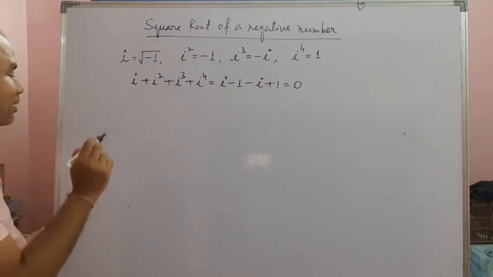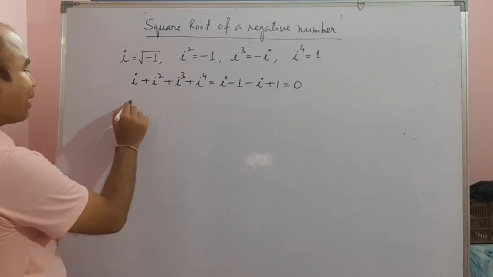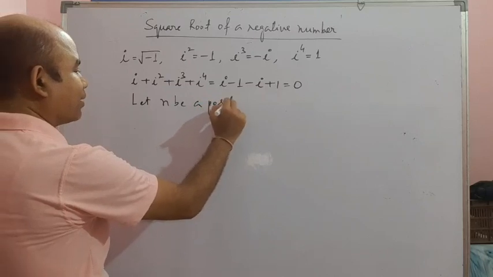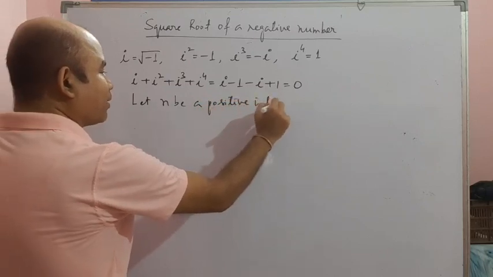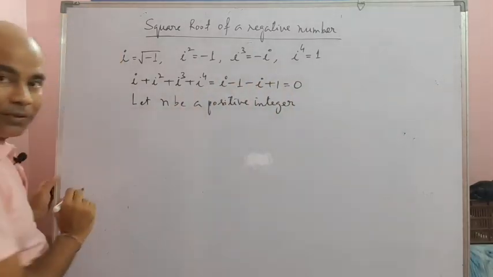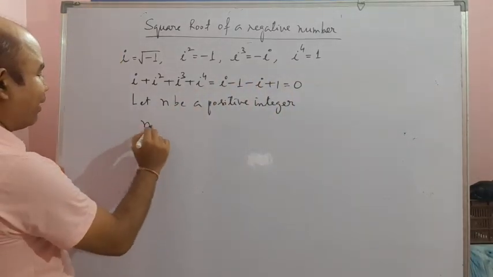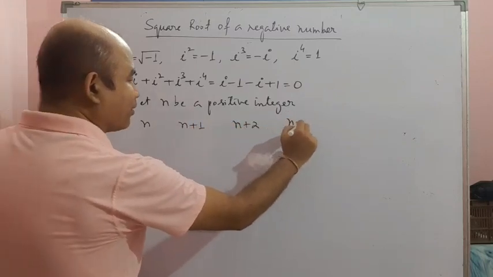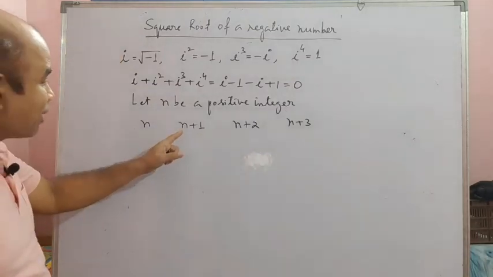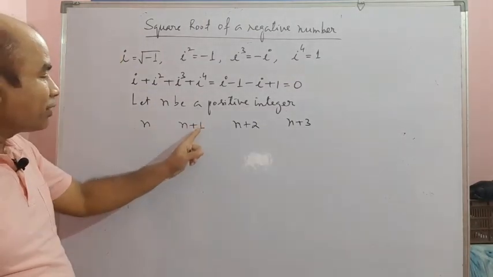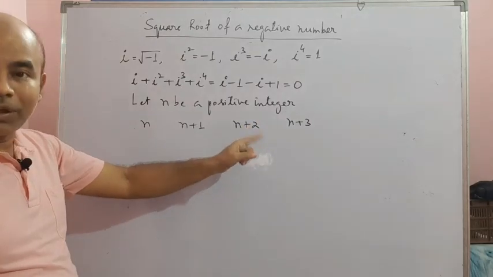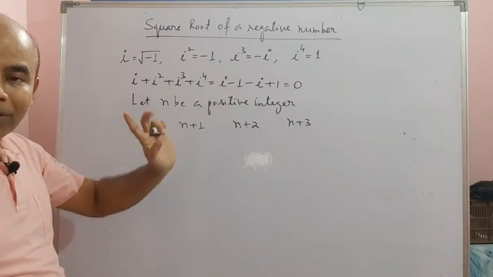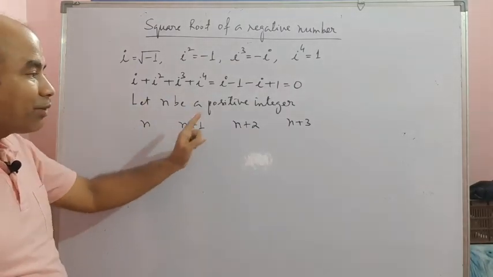Now see, suppose n is a positive integer. Then n plus 1, n plus 2, and n plus 3. What are these? n plus 1 is the integer next to n, n plus 2 is next to n plus 1, n plus 3 is next to n plus 2. So they are consecutive integers. Any 4 consecutive integers you have taken here: n, n plus 1, n plus 2, n plus 3.